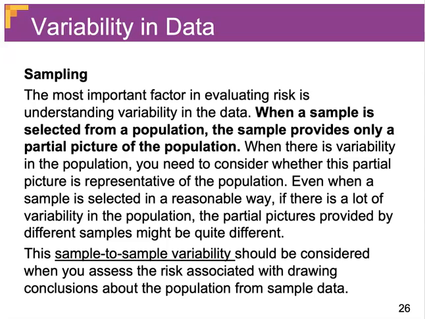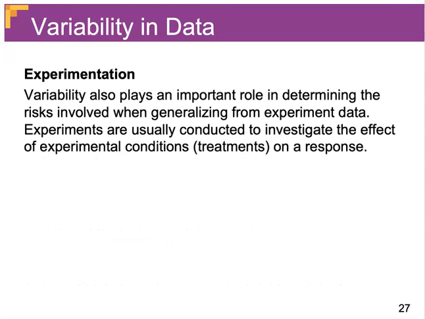So be aware that even if you select your sample using a proper technique, there's so much variability in a population that these samples are possibly going to be quite different from sample to sample. And we call this sample to sample variability. You just need to be aware of this so that when you assess the risk of drawing conclusions about the population from sample data, there's a chance that because of the variability of samples, you might have reached an inappropriate conclusion.